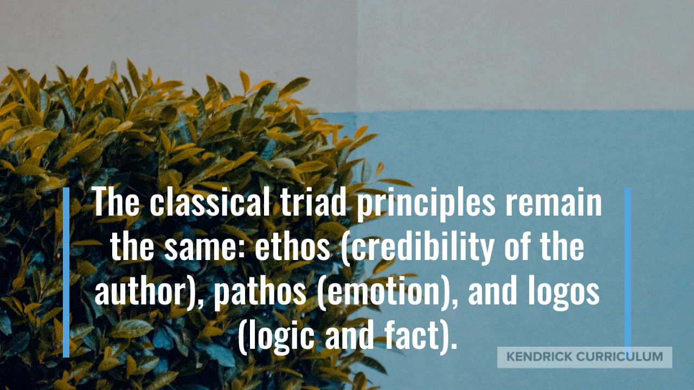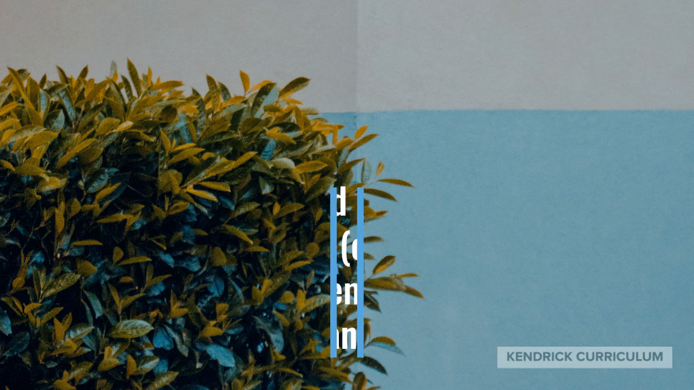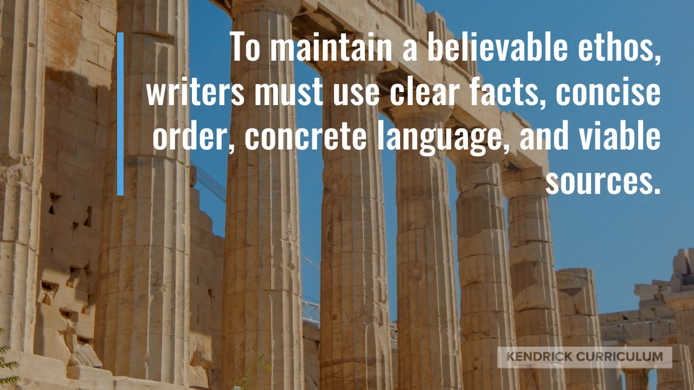Ethos, the credibility of the author; pathos, emotion; and logos, logic and fact. If the writer is discredited or appears to be confused about a topic, then the reader will not believe in him or her. To maintain a believable ethos, writers must use clear facts, concise order, concrete language, and viable sources.